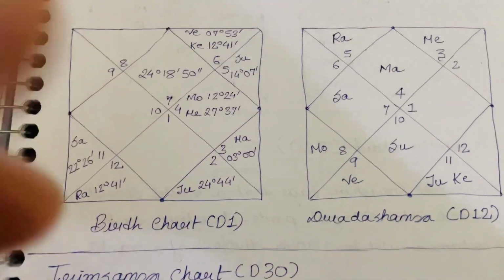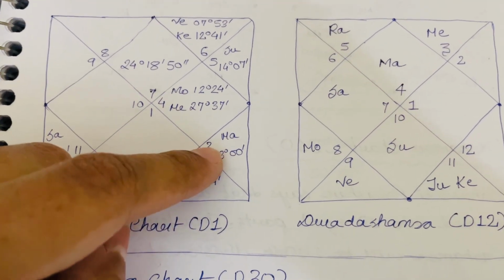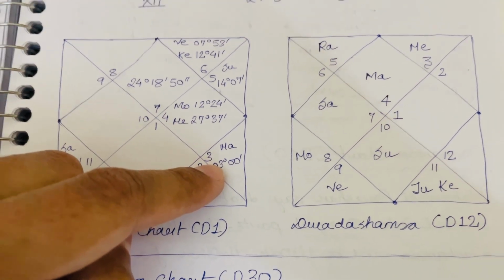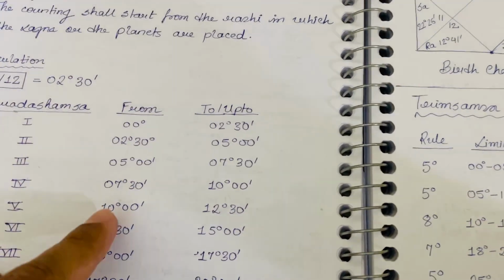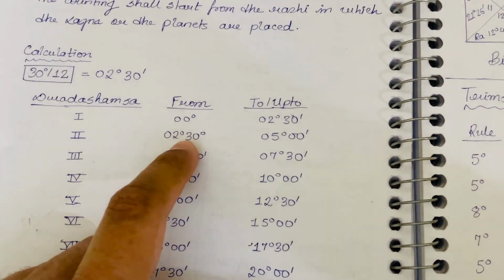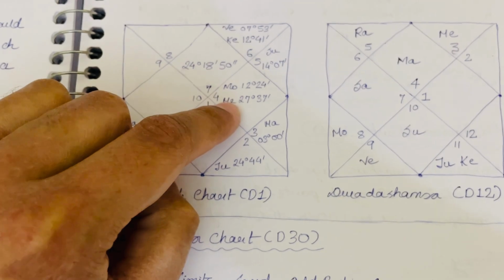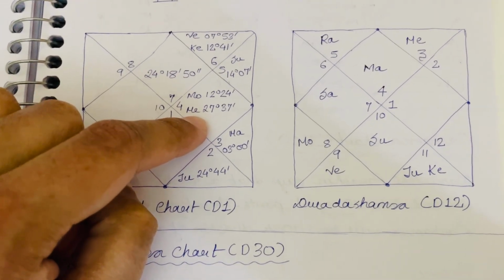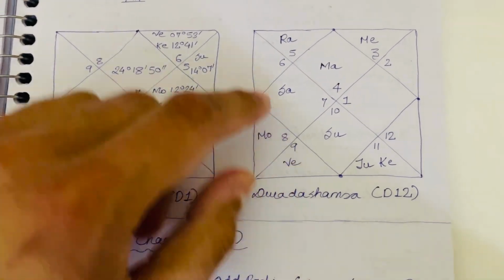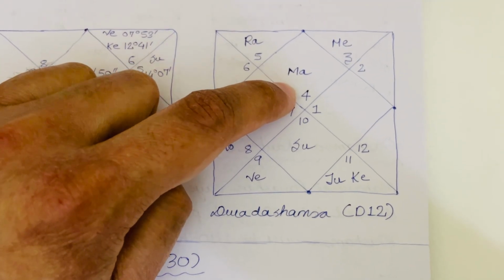Now let's do the calculation for Mars. The longitude of Mars is 3 degree and 00 minute, which is falling in the second Dwadashamsha. From here you count 2: 1, 2. So Mars gets placed in the sign of Cancer in the Dwadashamsha chart.